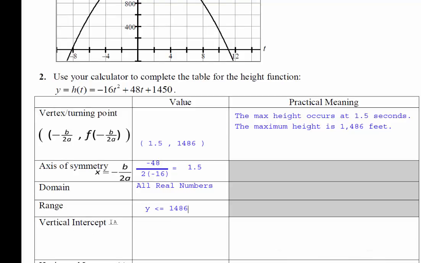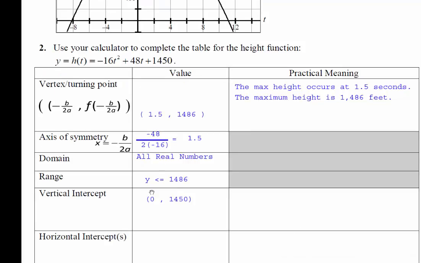Next, we're asked to find the vertical intercept. Remember, the vertical intercept can be found by substituting in 0 for the input and solving for the output. We also know that the quadratic, when it's in the form ax squared plus bx plus c, in this case they use the letter t for x, the c value is your vertical intercept. So (0, 1,450). That 1,450 was the c value in my equation up top. And the practical meaning: at time 0, the height of the object is 1,450 feet off the ground. Or you could say the initial height of the object is 1,450 feet.